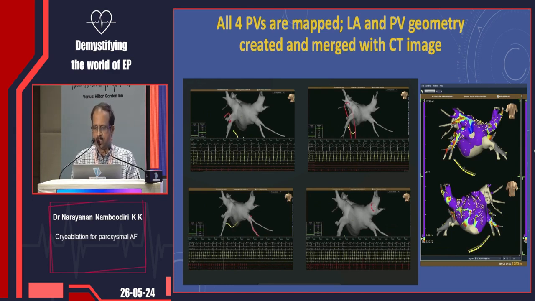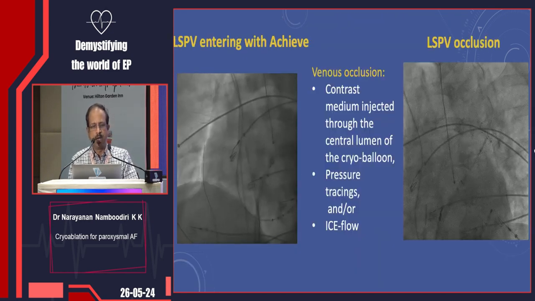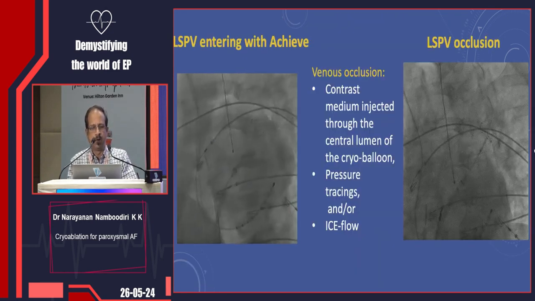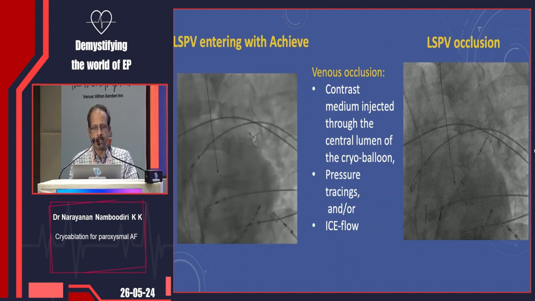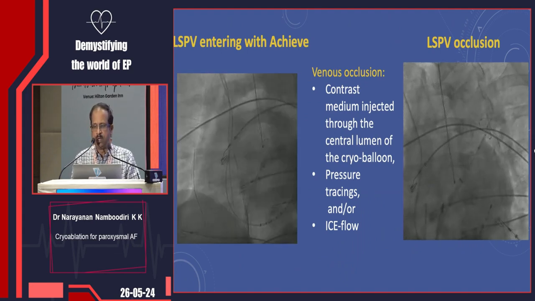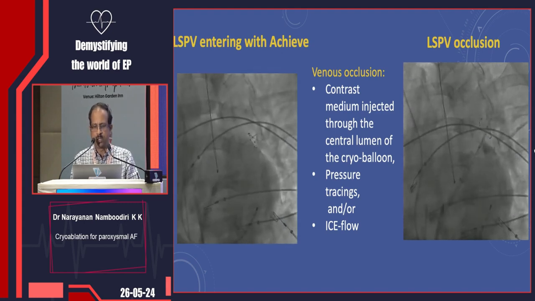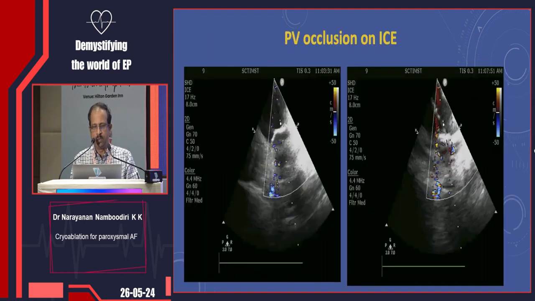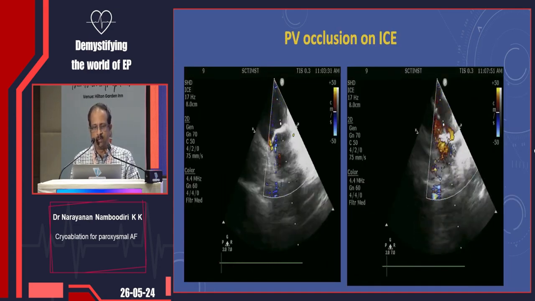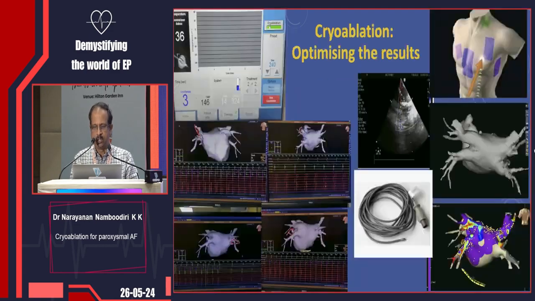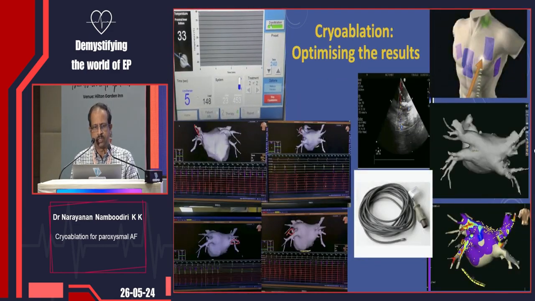The purple color indicates the left atrium is quite healthy in this case, and you have pulmonary vein potentials that are depicted here. And then each pulmonary vein is entered sequentially. Here the LSPV is entered with Achieve, then LSPV occlusion. Occlusion is confirmed with contrast, pressure tracing, and the ICE flow. Then pulmonary vein occlusion is shown with ICE, where one is occluded, another one is still leaking. So that is clearly noted in the ICE. ICE makes it much simpler.